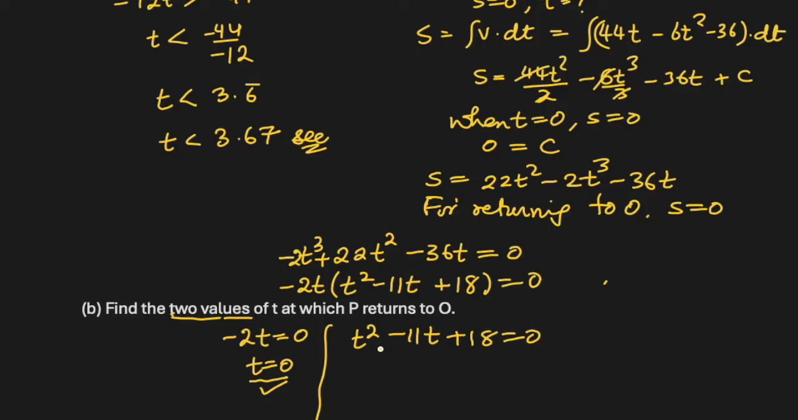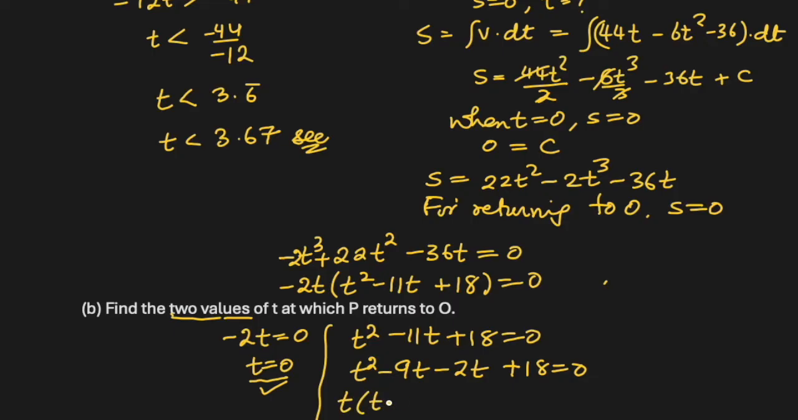So this is a quadratic equation. I will just split the middle term and find the answers. If you're not comfortable with this, you can use the quadratic formula. So 18's factors are 9 and 2, and both negative to get minus 11. So that's what I've done.